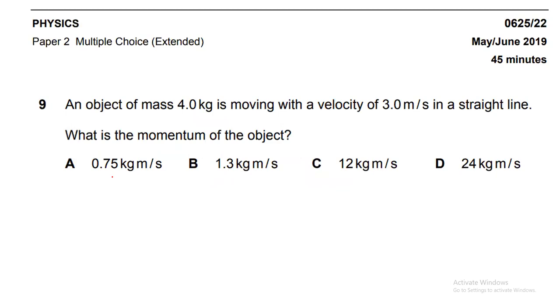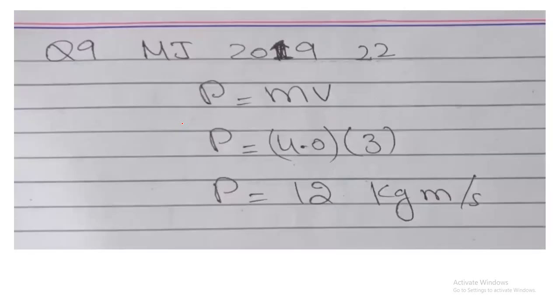Okay. So now we have May, June 2019 2-2 paper. He says an object of mass 4 kg is moving with a velocity of 3 meters per second in a straight line. What is the momentum of the object? You see, we know the mass of the object, we know the velocity of the object, we can calculate the momentum. The momentum is equals to mv. The momentum will be equals to the mass is 4 kg, the velocity is 3 meters per second. So the momentum will be equals to 4 multiplied 3, and that will be 12 kg meter per second.